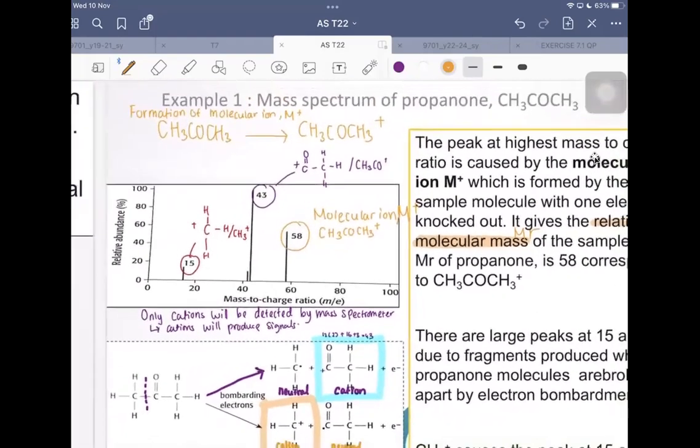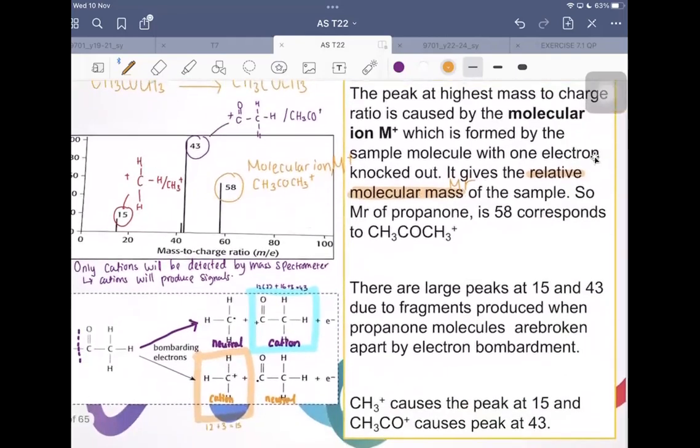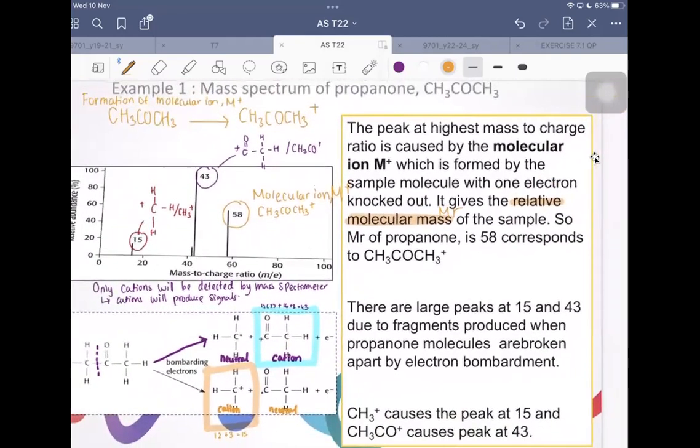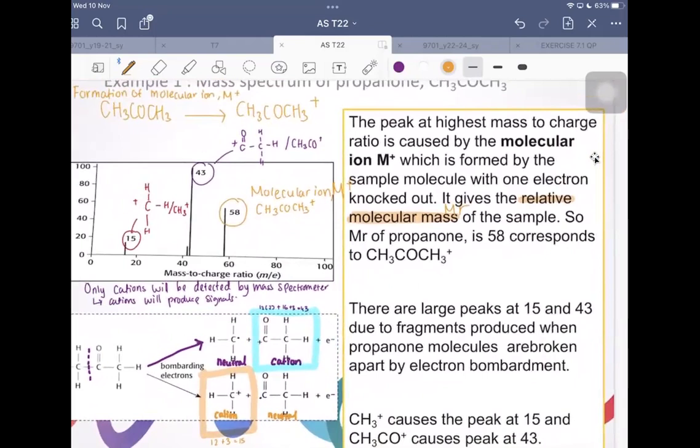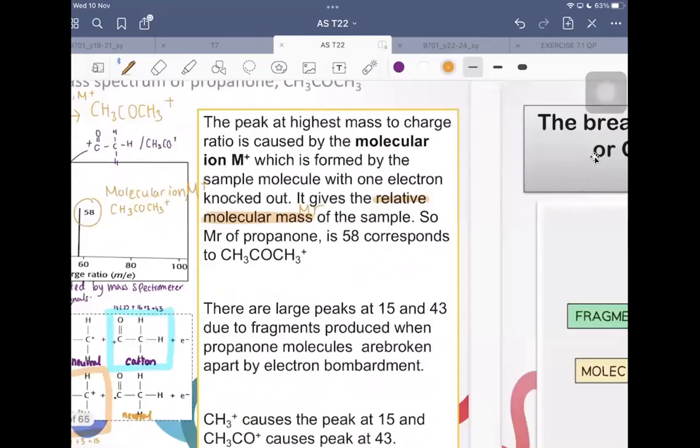I'll leave it there. I'm not sure if you can see it. Otherwise, I think that's the best that I can do. All right, if you want to copy this down, you can pause it. I'm going to have a look at the next example.